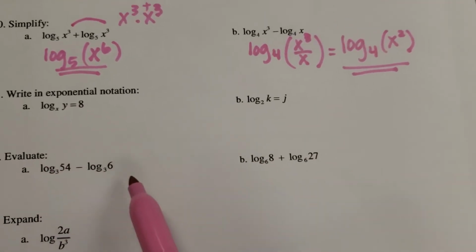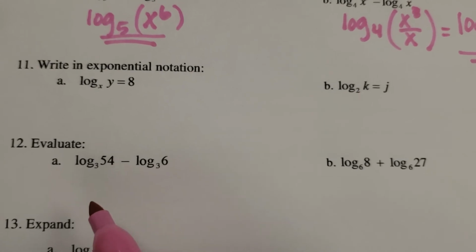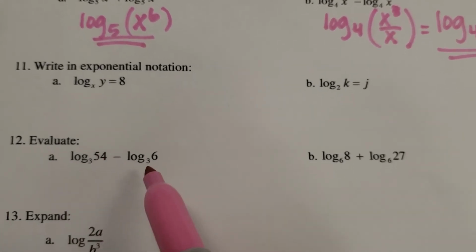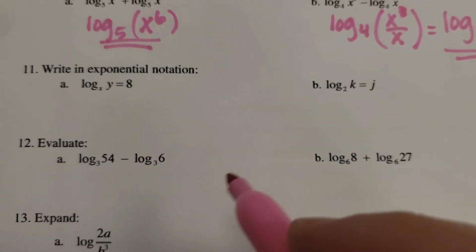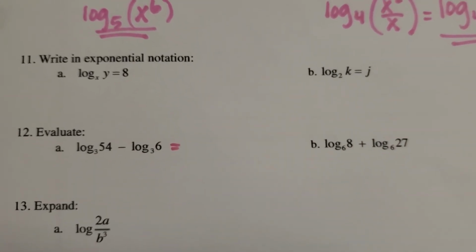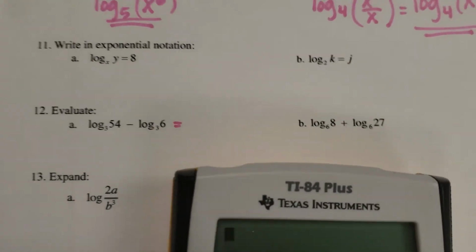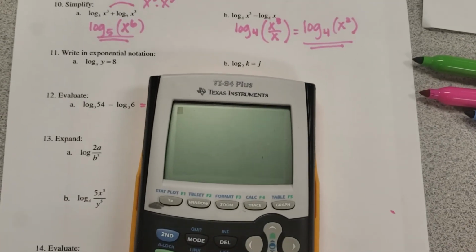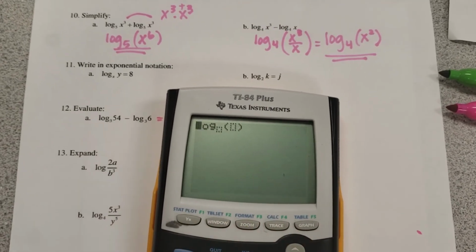So I could evaluate each one and then subtract my answers. I could also use the property of logs that allows me to combine them. So I'm actually going to do both. So if I did log base 3 of 54, right, I could do that. Let me actually use change of base on this one.